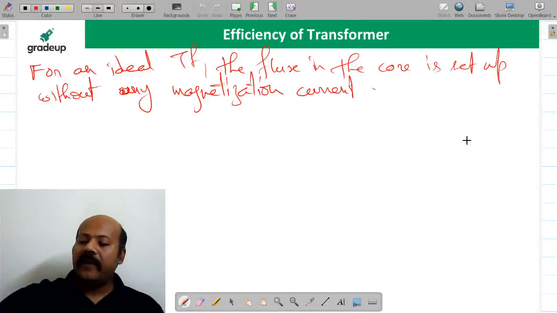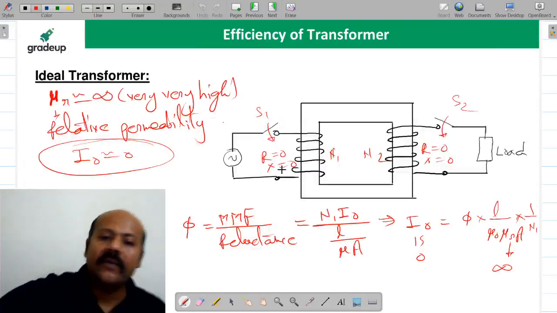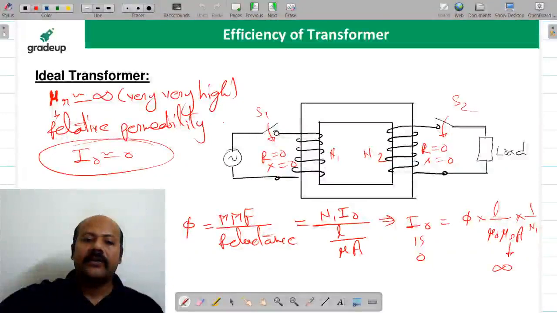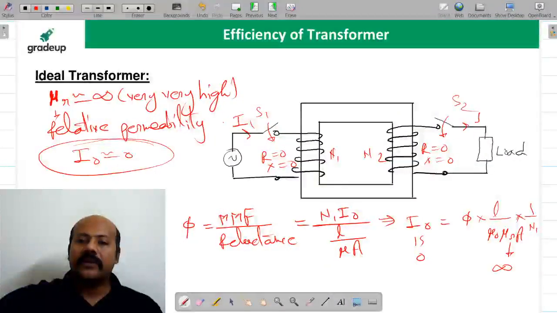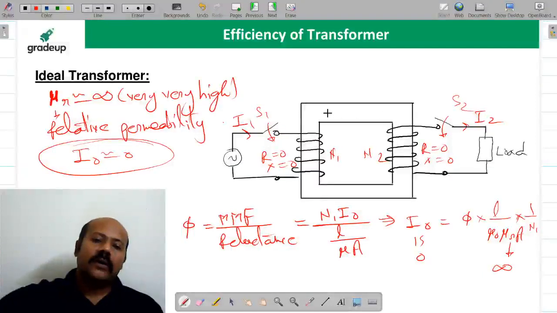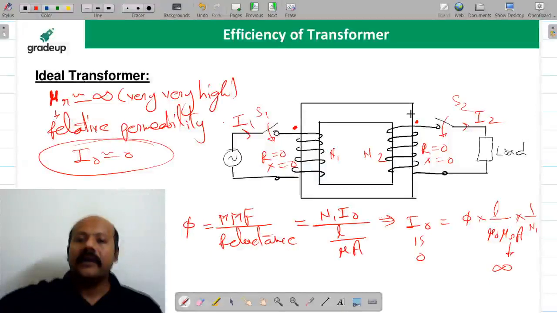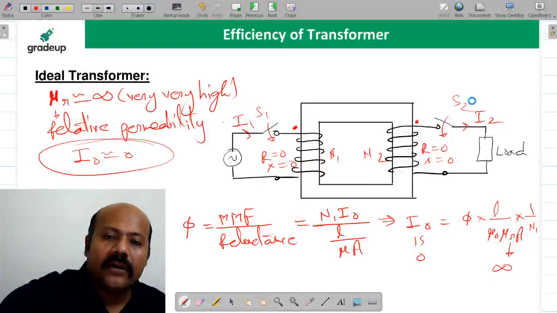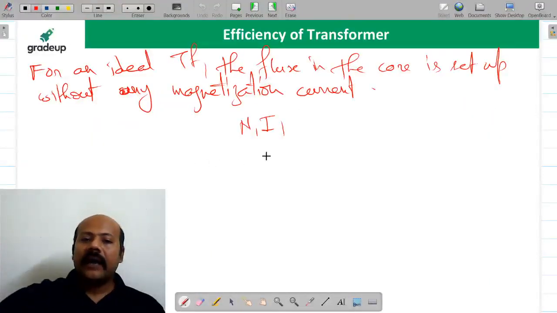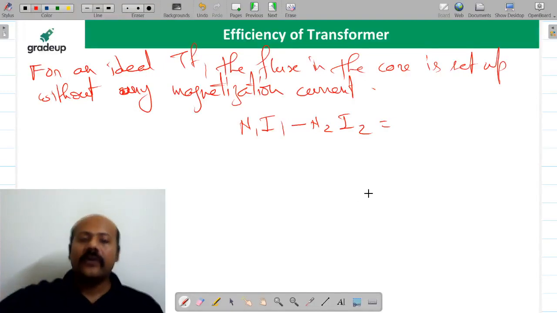Can you write the MMF balance, yes or no? What is going to be the MMF balance? N1 I1. Suppose at the primary side the current is going to be I1. What is the current at the secondary side? Suppose this is I2. Suppose this is the dot here, current entering. This is the dot here, current leaving. So if you write N1 I1, this should be minus N2 I2, yes or no?